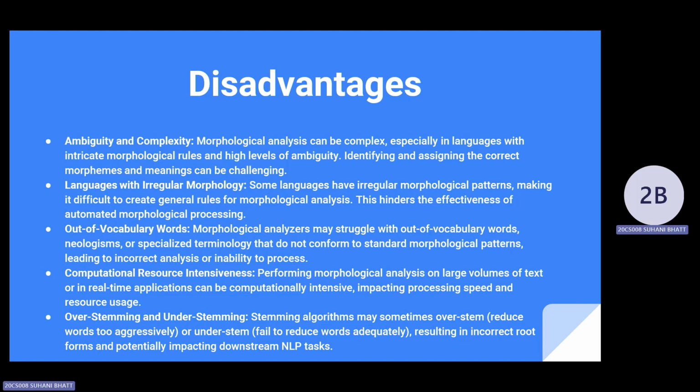Second is languages with irregular morphology. Some languages have irregular morphological patterns, making it difficult to create general rules for morphological analysis. This hinders the effectiveness of automated morphological processing.